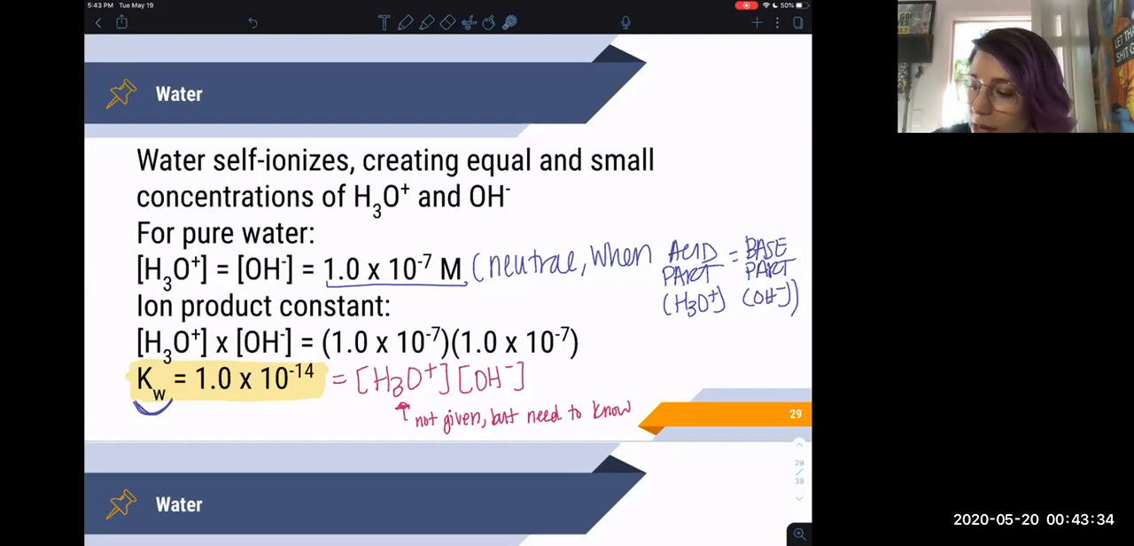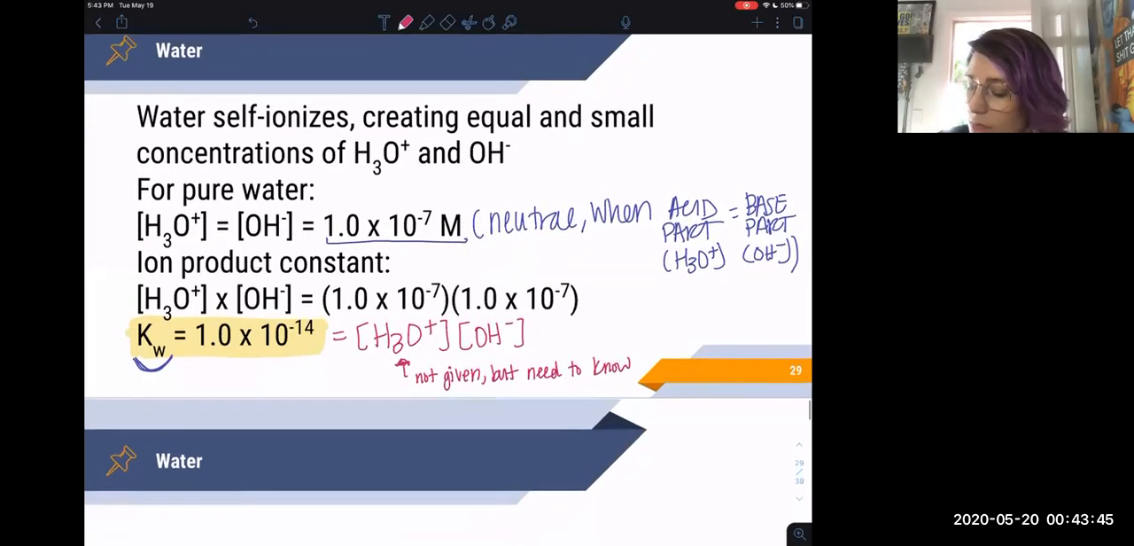So for right now, if you're kind of overwhelmed, this is what you have. Make sure you know this number is equal to hydronium times hydroxide. Okay, acid part times base part. And remember that these brackets mean concentration.